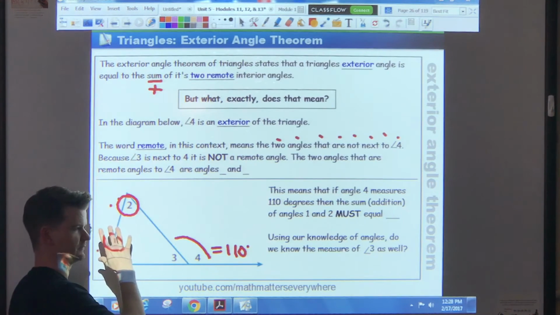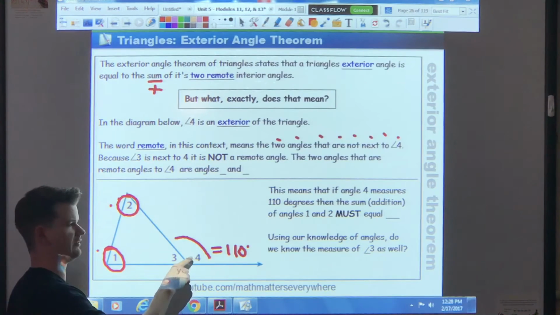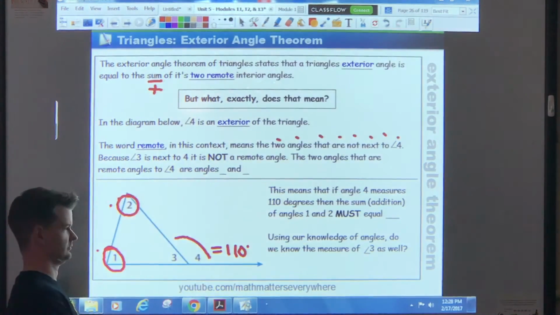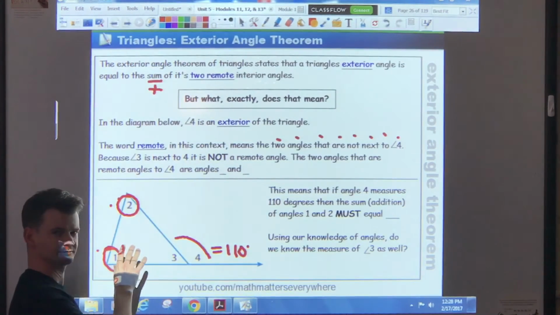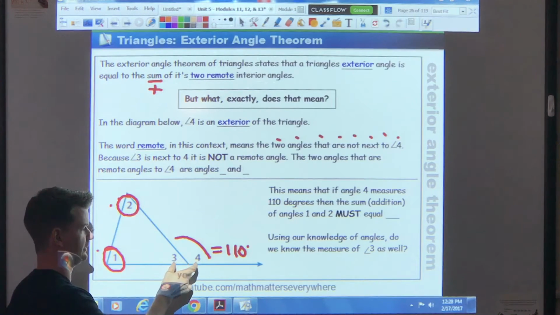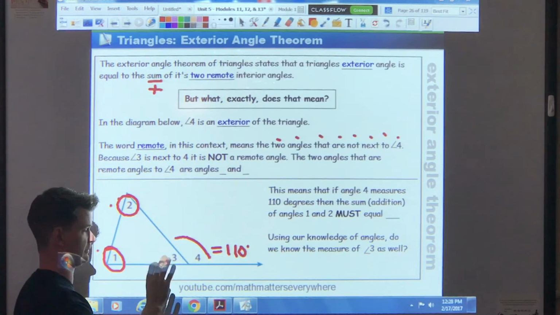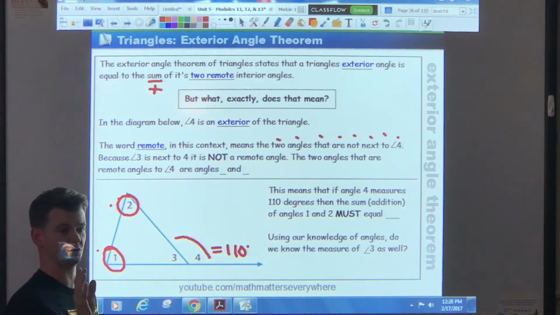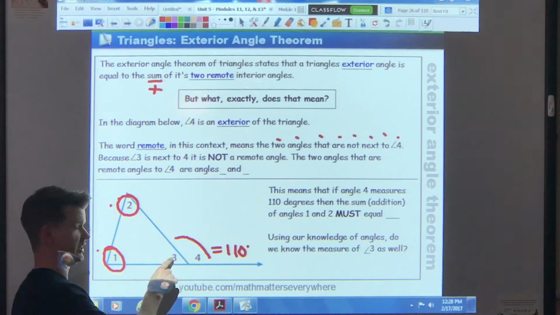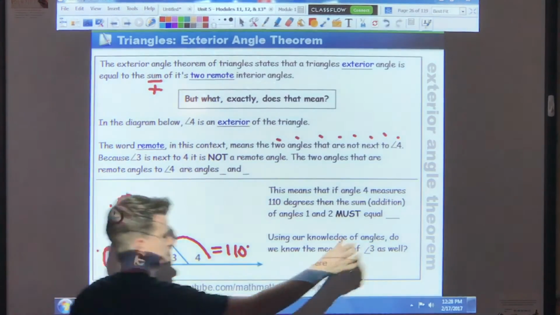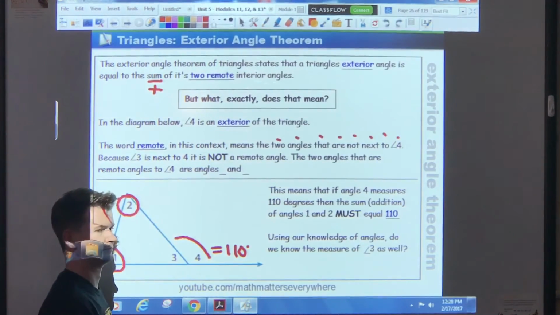Remote means away. If you're telling me that 3 is far away from angle 4, look a little closer. These are far away. This is close by. I say this over and over because it's a common mistake. 3 has nothing to do with the remote angles. 3, technically, is called an adjacent angle. Adjacent means right next to. So these are remote. We add these together, they would equal 110.